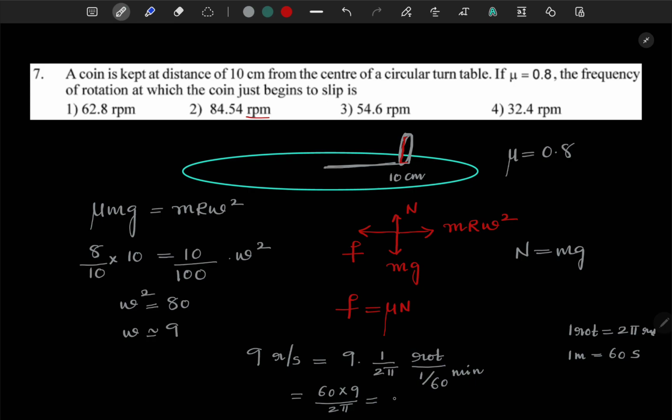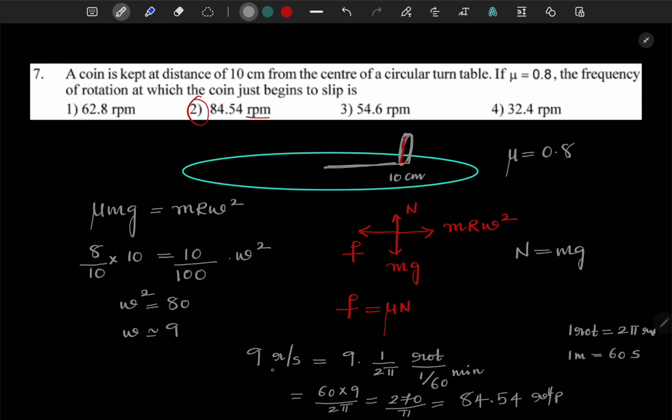Now if you calculate this, this is nearly 270 by pi. So pi is like 3.14. So approximately you can write it as 270 by 3.14. It has to be this one, 84.54. Yes, that's the answer. And it cannot be any other answer. So the answer is 84.54 rotations per minute.